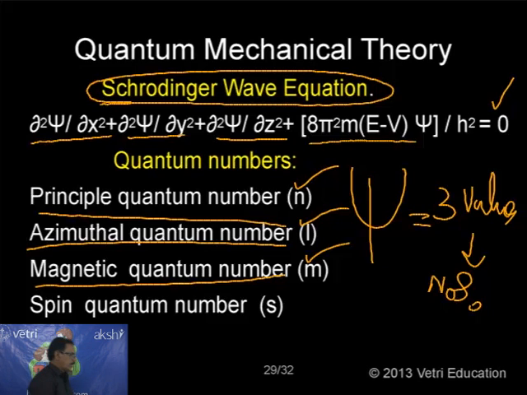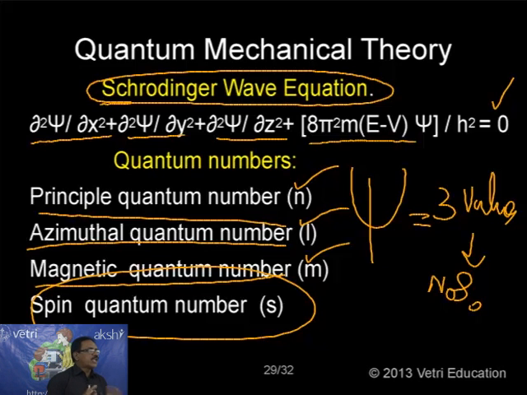Now next you can raise a question. What about the spin quantum number, how is it coming? Here I just want to give an idea. I will explain again later in another lecture. The spin quantum number is obtained from spectroscopy. It is not obtained from the Schrödinger wave equation.